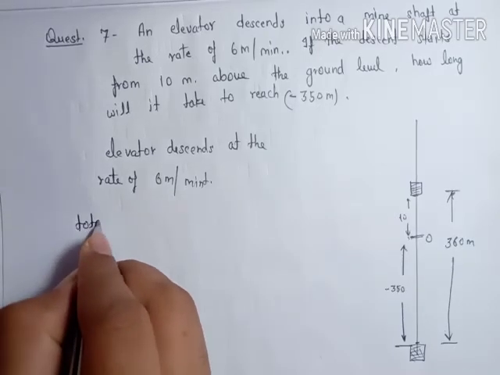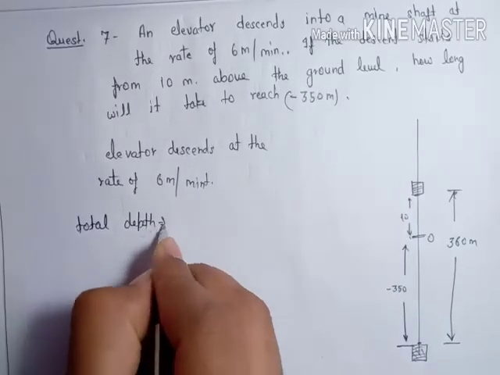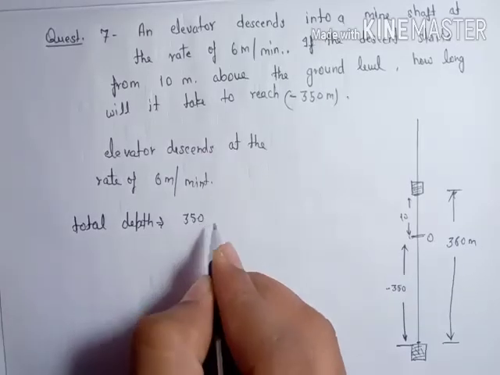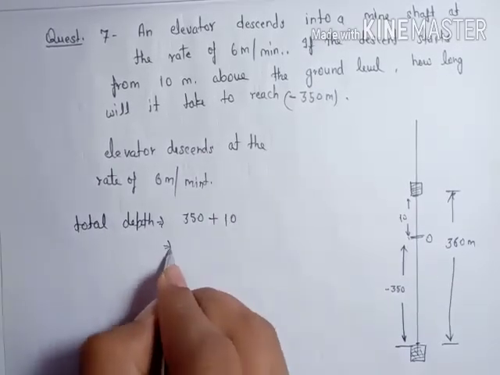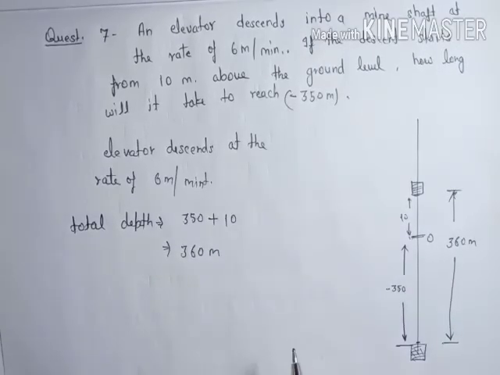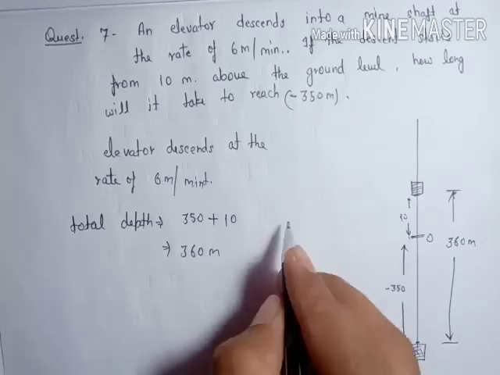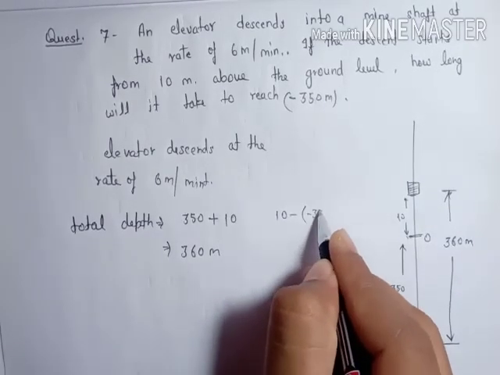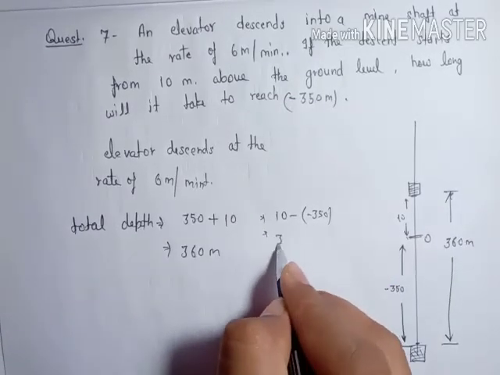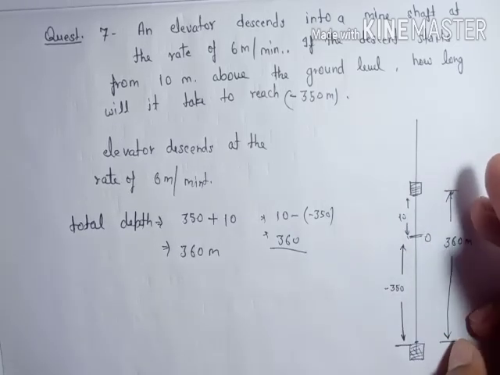Total depth that it has to cover is 350 plus 10, and that is equal to 360 meter. Or if you are confused in this method, you can see there are two integers, and if you need to get the difference between them, this is 10 and this is minus 350, so 10 minus minus 350 becomes 360. But if you understand this question on the number line, it will be very easy.